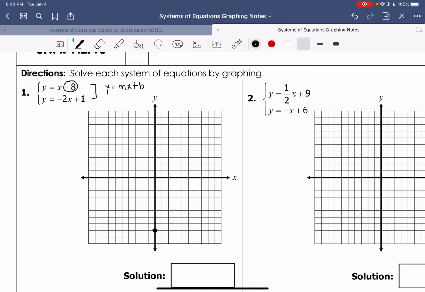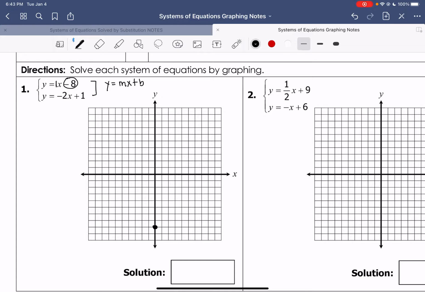And then our slope is going to be 1. So that means I'm going to have a rise of 1 and a run of 1. So then from my y-intercept of negative 8, I'm going to count up 1 and then over 1, up 1 over 1, up 1 over 1, and so forth. And so this will be my first line. Let me see if I can make that a little more straight. All right, so that's our first line.